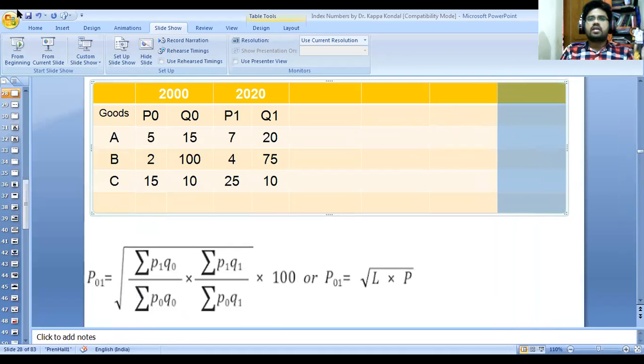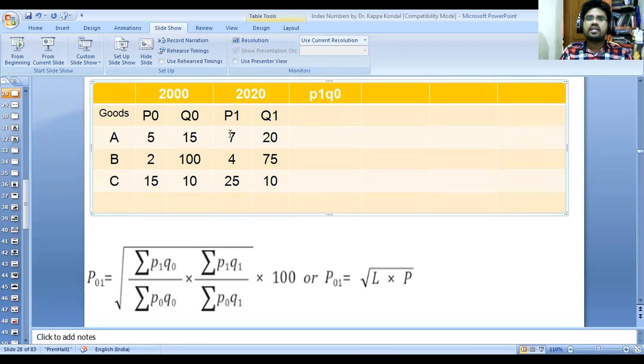First we need to know our formula, and I'm repeating again. Under root of summation P1 Q0 by summation P0 Q0, into summation P1 Q1 by summation P0 Q1, into 100. So simple. First we need to calculate P1 into Q0.